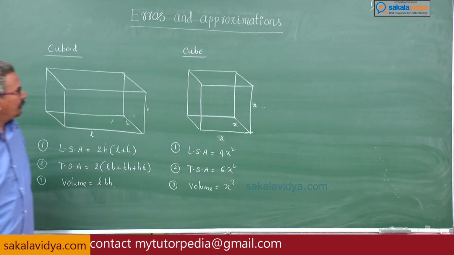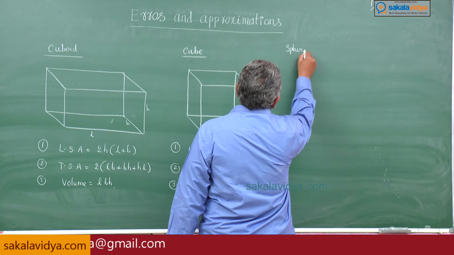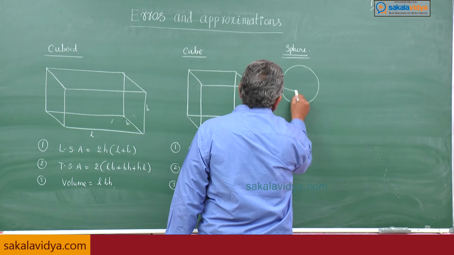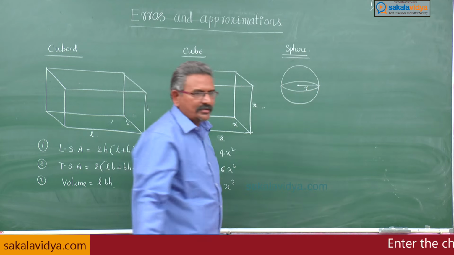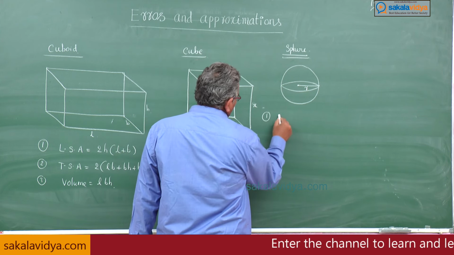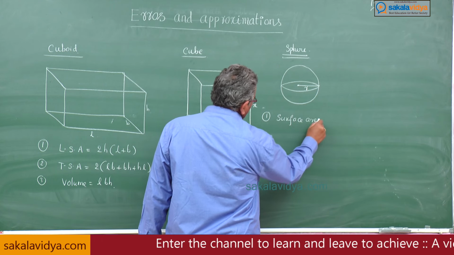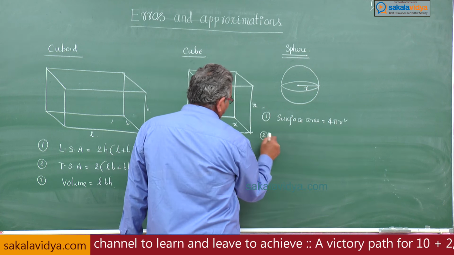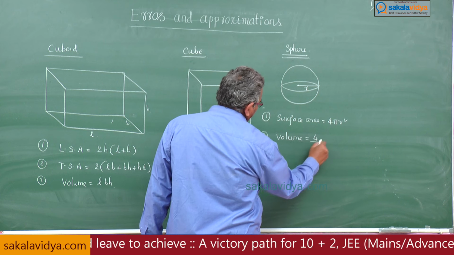Volume is x cube. Next, sphere. This is a sphere, radius is R. Surface area: four pi r square. Volume: 4 by 3 pi r cube.